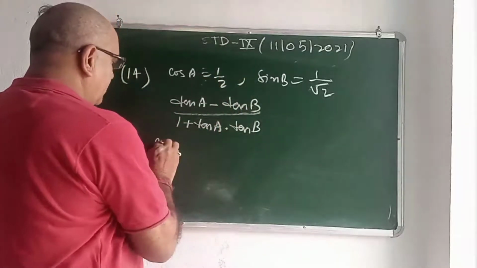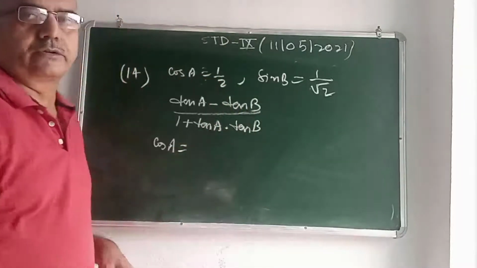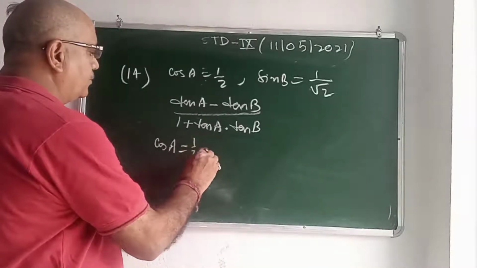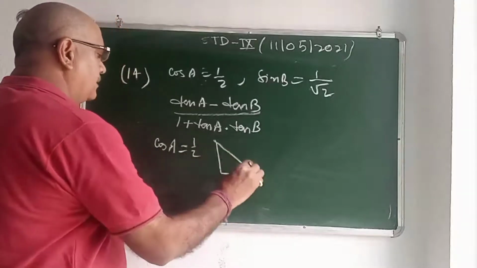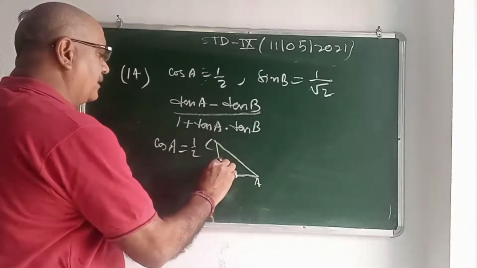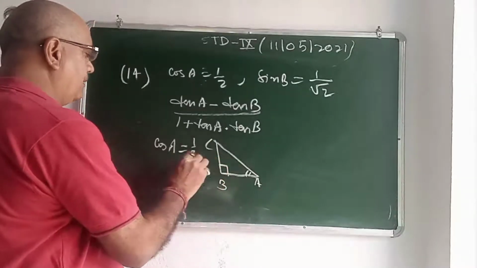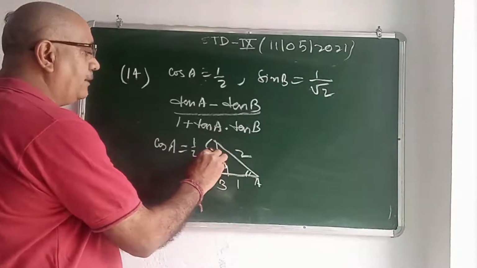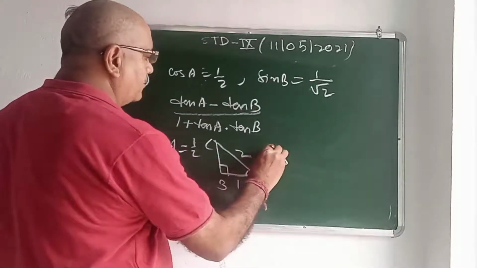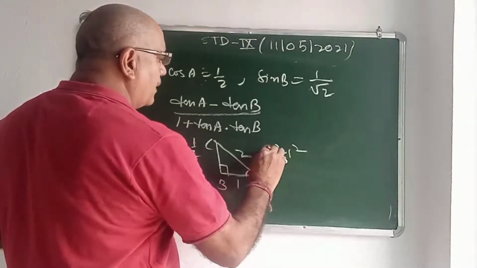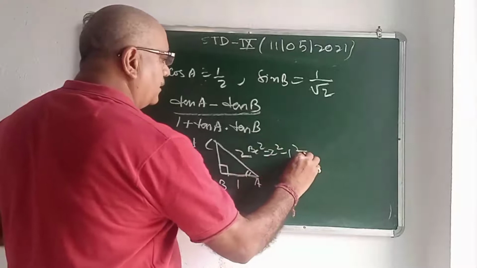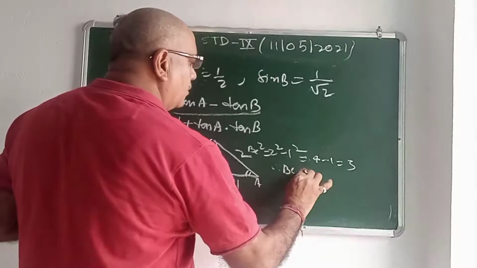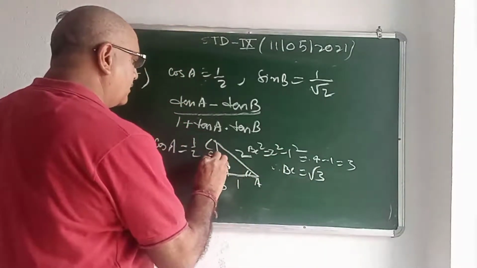For this cos A, you can choose another method also. Cos A is equal to 1 by 2. Draw the right angle triangle, say A, B, C. This angle, this is B by H. This is 2, this is 1. This will be found out by Pythagoras theorem. So 2 square minus 1 square is BC square. 4 minus 1 means 3. So BC is equal to root 3. This is root 3.